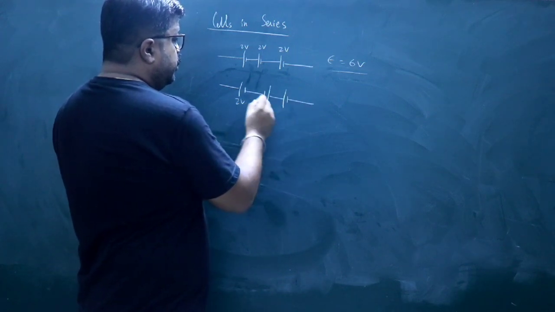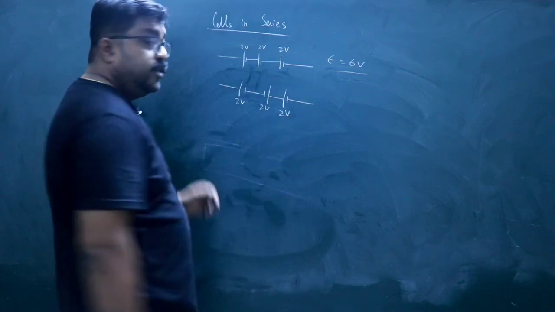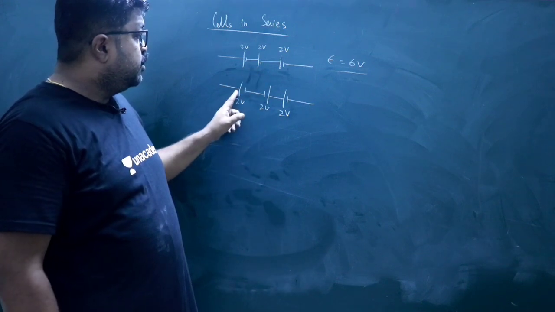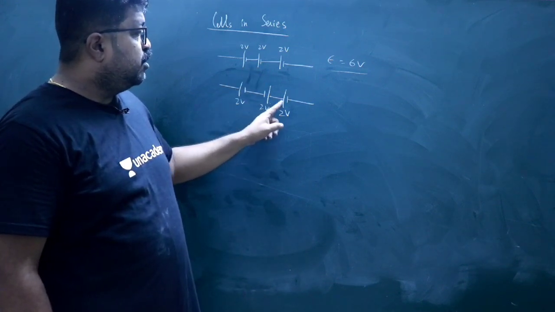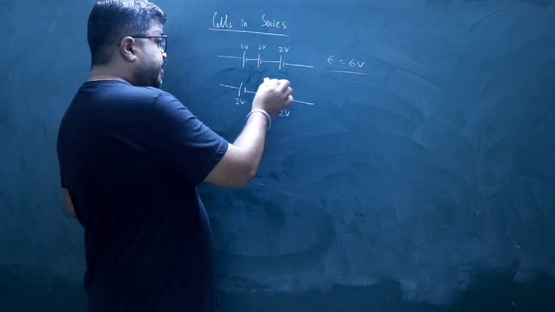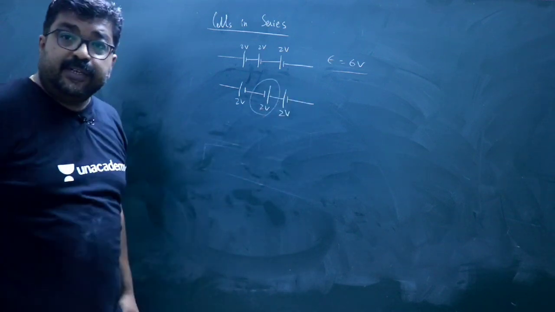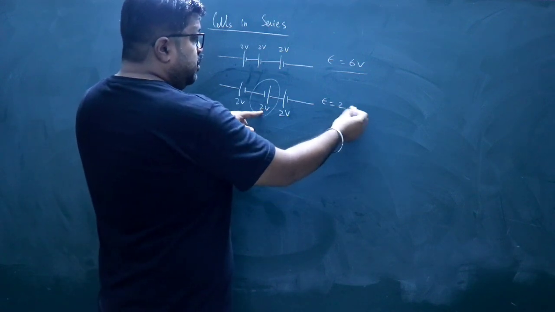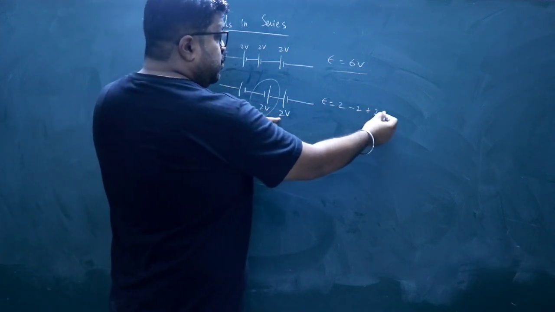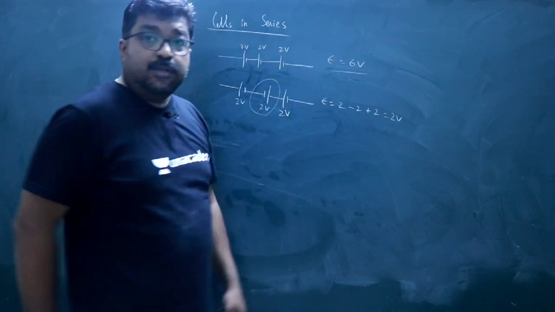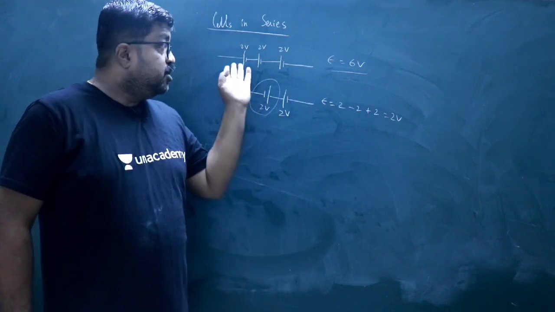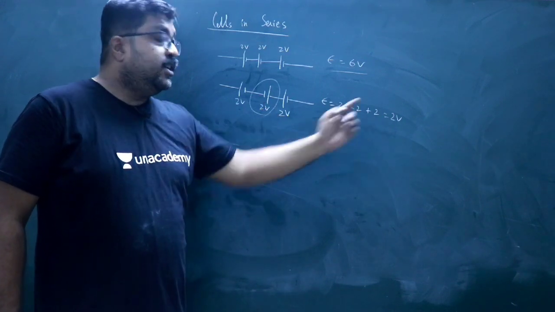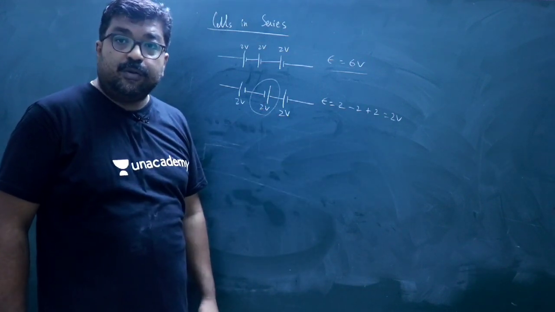So this is 2 volt, 2 volt. Okay, so now this is positive, negative, negative, positive, positive, negative. So this cell is wrongly connected, isn't it? So now what will be the EMF? EMF will be 2, this will become minus 2 plus 2, so this is equal to 2 volt. Okay, see here total EMF is 6 volt, but when one cell is wrongly connected, we got the net EMF as 2 volt.